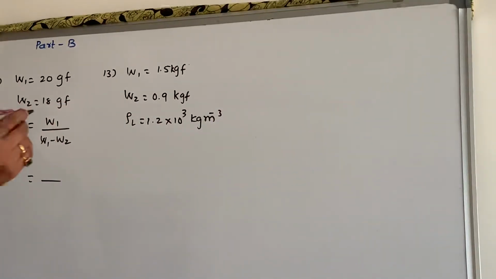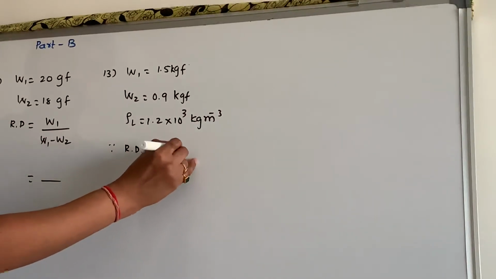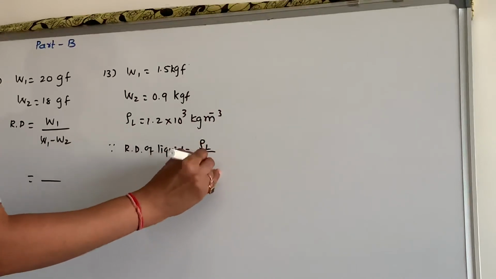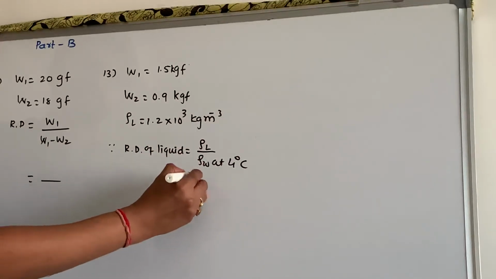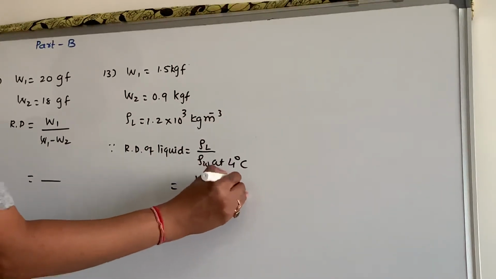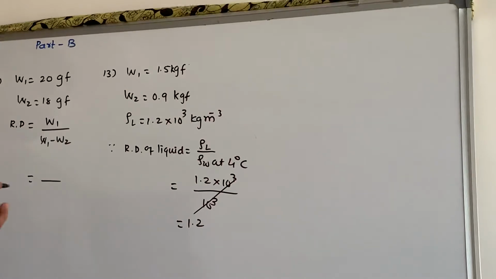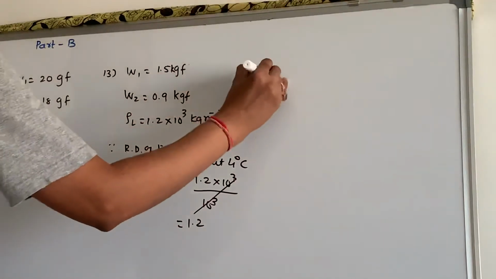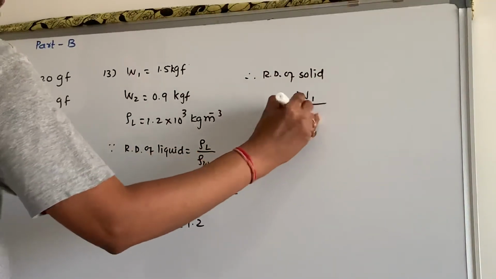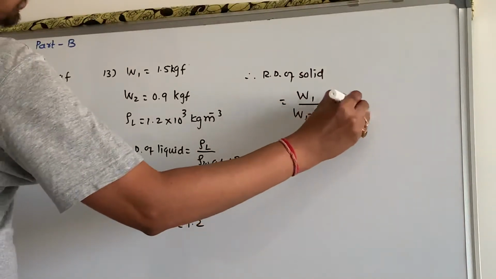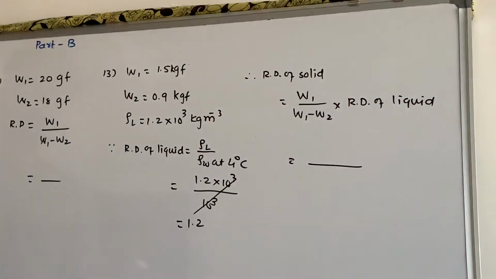Calculate RD of solid. So for this, first get the value RD of liquid is equal to density of liquid upon density of water at 4 degrees Celsius. This is equal to 1.2 into 10 raised to 3 upon 10 raised to 3, they get cancelled. 1.2 is the RD of liquid. So I can write here therefore RD of solid is equal to W1 upon W1 minus W2 into RD of liquid. Right? You will get something as the answer.